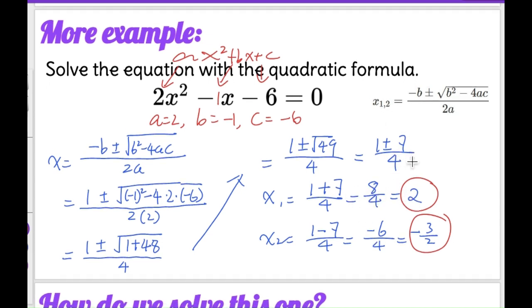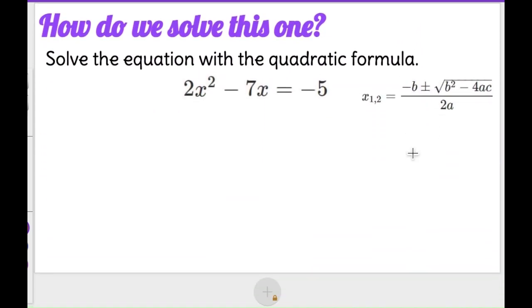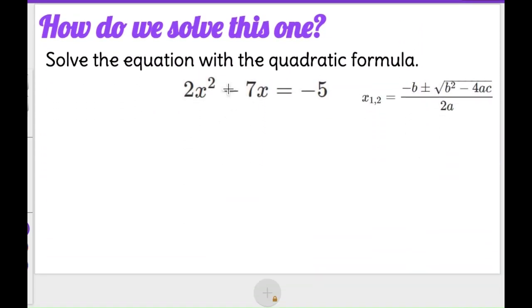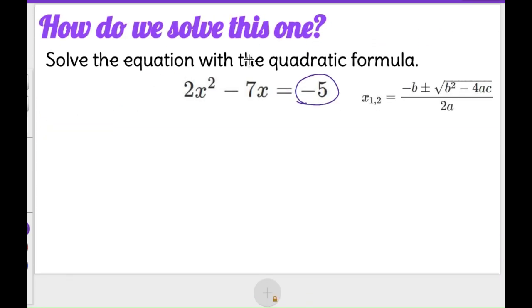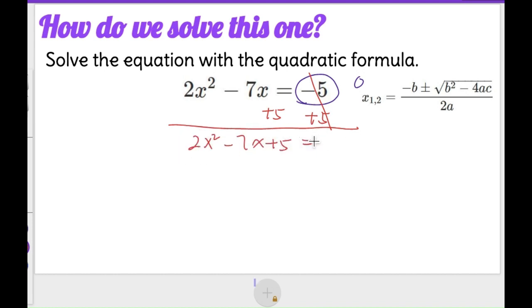Okay, one more example, and we're done. In this example, as you can see, the equation is a little bit different from the one we were working on before. Before we had ax squared plus bx plus c equal to 0, but this time we have -5 here. The most important part is that we need to have 0. So how do we do that? I'm going to add 5, and this time the terms cancel here, so the equation becomes this.